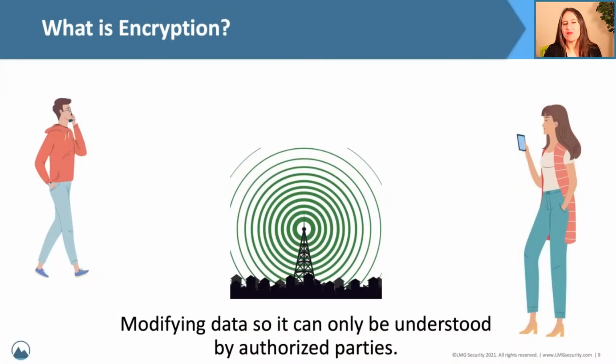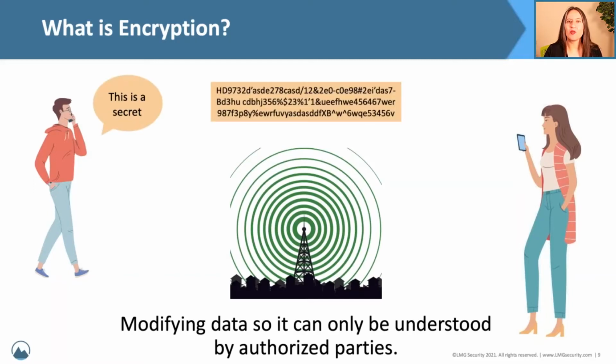What is encryption? Encryption is the process of modifying information so it can only be understood by authorized parties. So on the left, I have Sam here. Sam wants to send a message to Alice. This is a secret. We're going to use encryption to scramble it so that nobody but Sam and Alice can read it. And then Alice will decrypt the message and recover the initial secret.